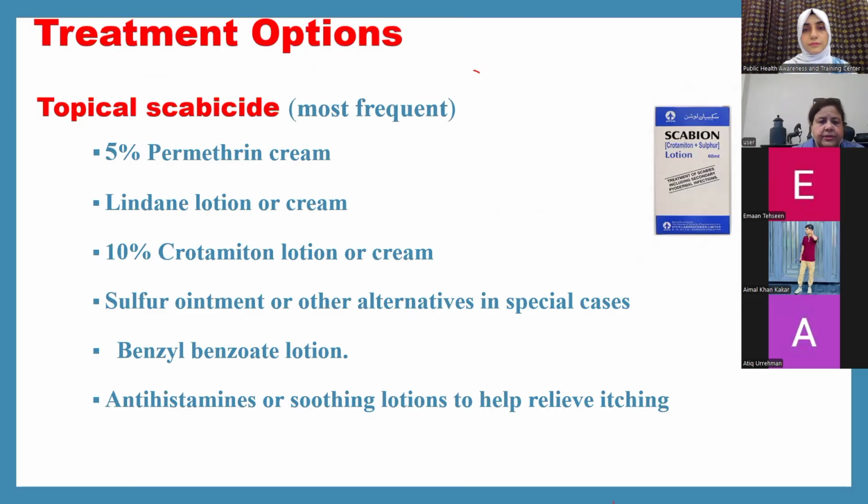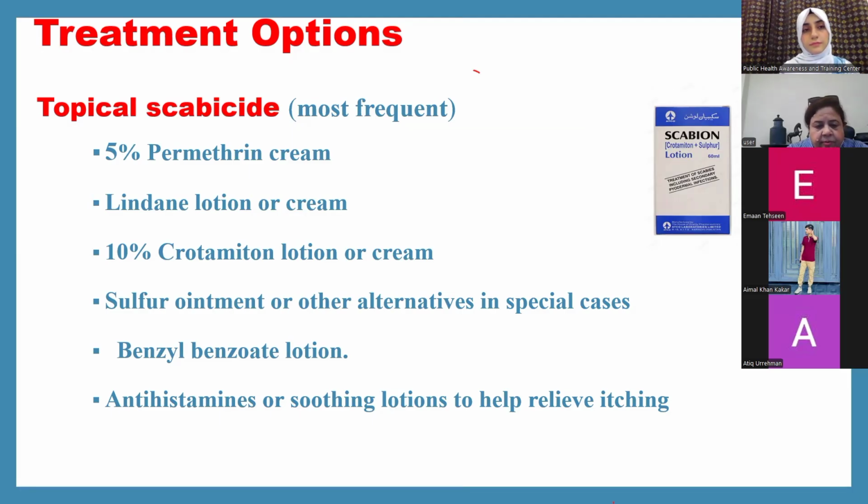Treatment options: because it's a parasitic skin infestation, topical scabicides, lotions or creams, are used. Scabicides, as the name shows, mean to kill the scabies, to kill the mites. 5% permethrin creams are available in the market. You can use it. Lindane lotion or cream can be applied. 10% crotamiton lotion or cream can be used. They are available in the market.